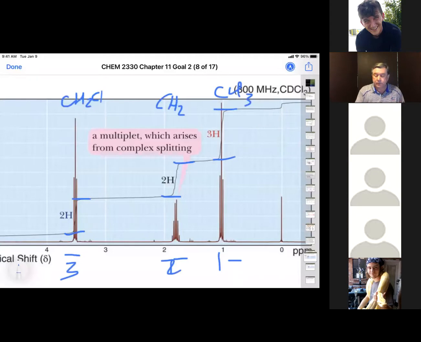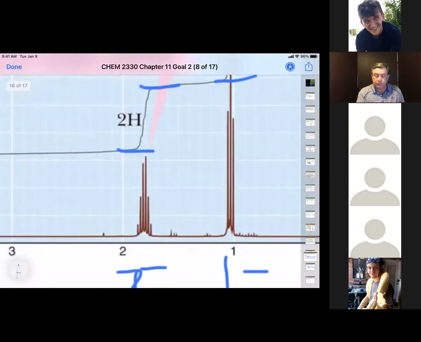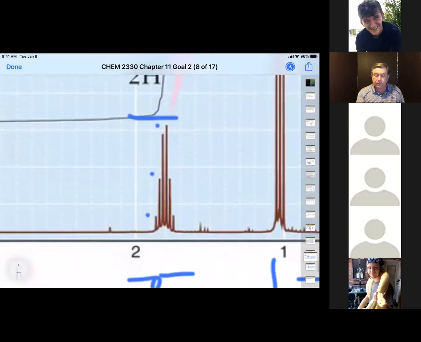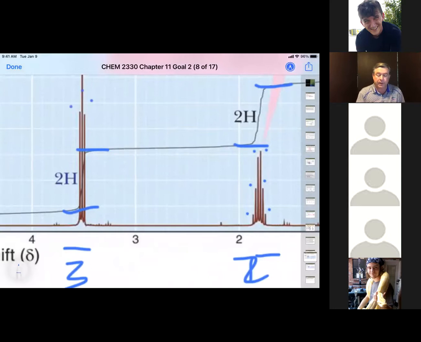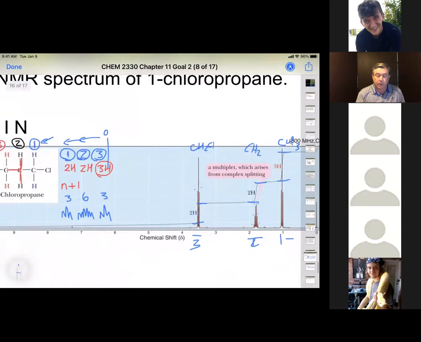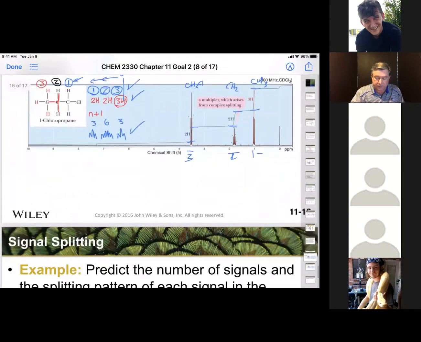Now let's look at our splitting. Here, we have a triplet. And let's see, 1, 2, 3, 4, 5, 6 peaks, so we have a sextet. And 1, 2, 3, we have 3 peaks here. So we got the splitting right, we got the intensity right, we got the relative position correct, and we got the number of peaks correct. So we can predict an NMR spectrum. Now, you can also go backwards. You can say, what do I have in the NMR spectrum, and then you can build your structure from there.